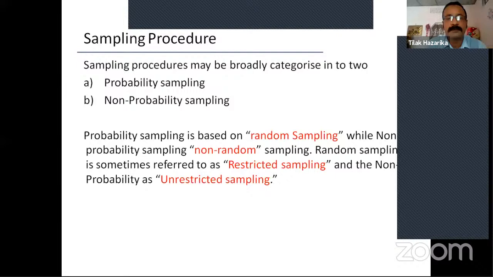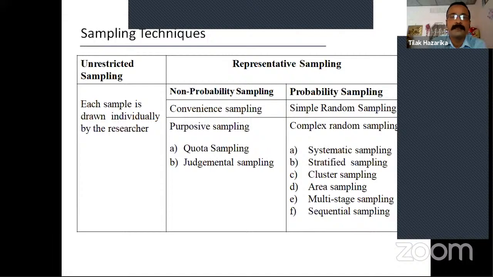And non-probability sampling is non-random sampling. It is not random sampling. It may involve some kind of systematic sampling or some kind of judgmental sampling also. We have to be very careful. Let me make an understanding of random sampling. Restricted sampling and unrestricted sampling need no explanation, I think. So let me go for random sampling and non-random sampling.